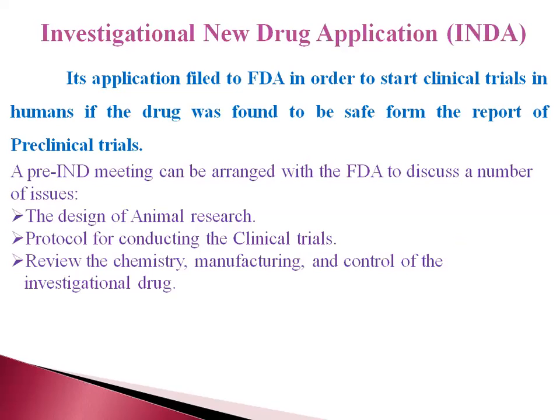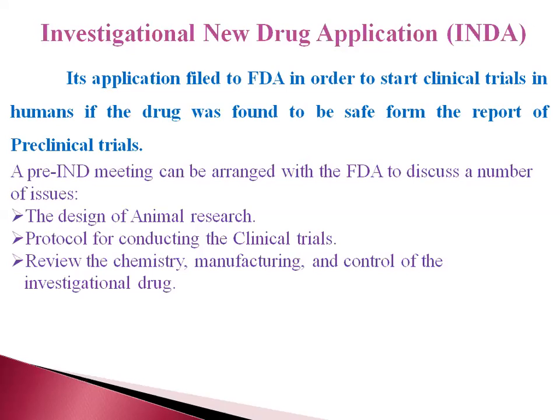If the drug was found to be safe from the report of the preclinical trial. Once we finish the preclinical trial, we need to apply for the IND, right? Once we get approval from regulatory agencies, then we can go for clinical trial. That means IND is an application that needs to be filed to the regulatory agencies for starting clinical trials, right?